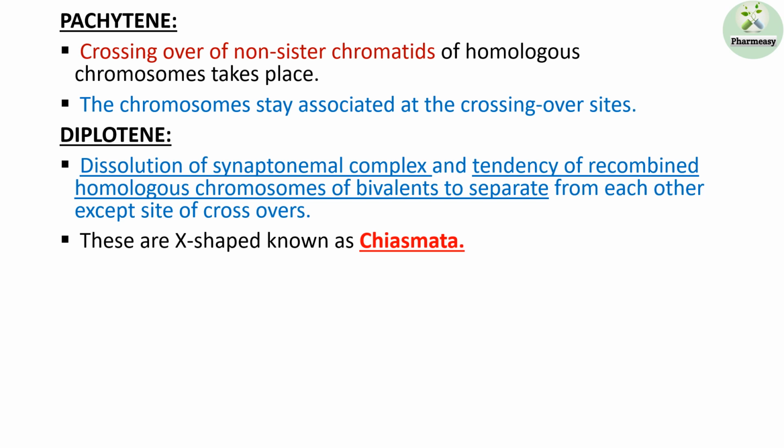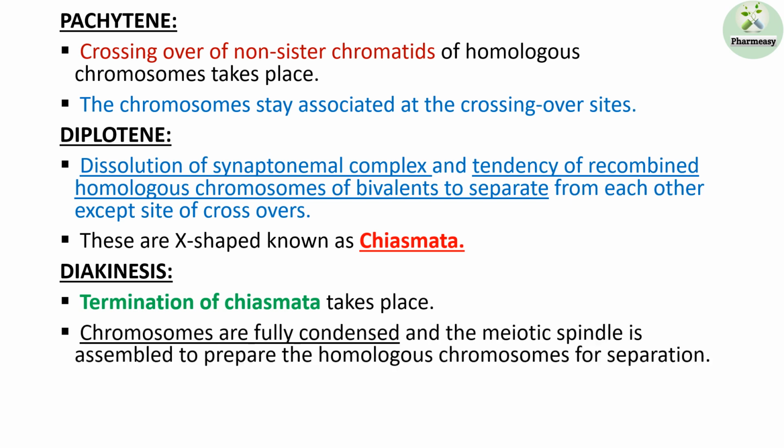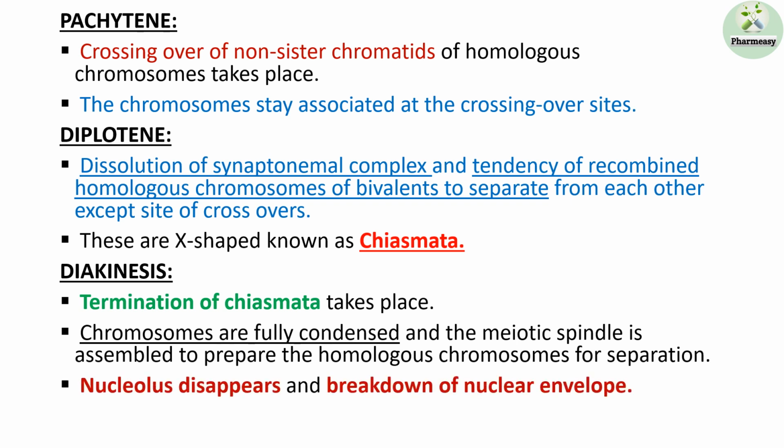Last is diakinesis. In this, termination of X-shaped chiasmata takes place. Chromosomes are fully condensed and meiotic spindle is assembled to prepare the homologous chromosomes for separation. Nucleolus disappears and breakdown of nuclear envelope occurs. Diakinesis stage is the transition stage to metaphase. This diagram shows the stages of prophase 1.